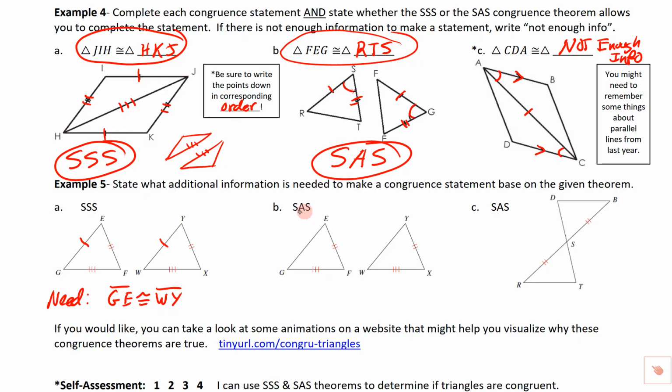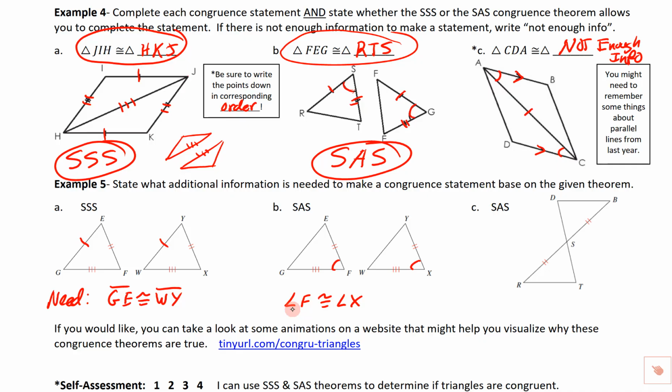Now let's take a look at this one right here, side, angle, side. It's the same picture. What we need on this one for side, angle, side is the angle that's included between the two sides. So we would need this right here. We would need that angle F is congruent to angle X. That's what we would need.